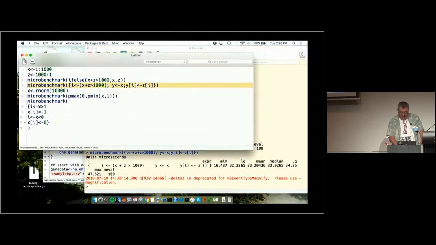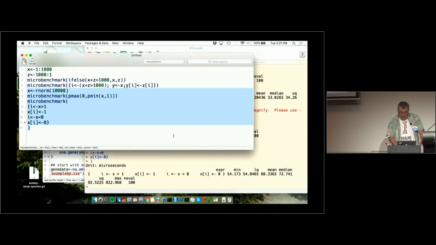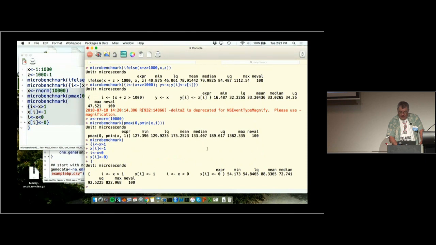Here we've got pmax. So we've got random normals, and we want to basically threshold them at 0 and 1. So we want to set anything negative to 0 and anything bigger than 1 to 1. One reason you might do this is for fitting a linear spline to data. And here we're getting, again, a not so bad result. There's still a sort of factor of 2 difference.